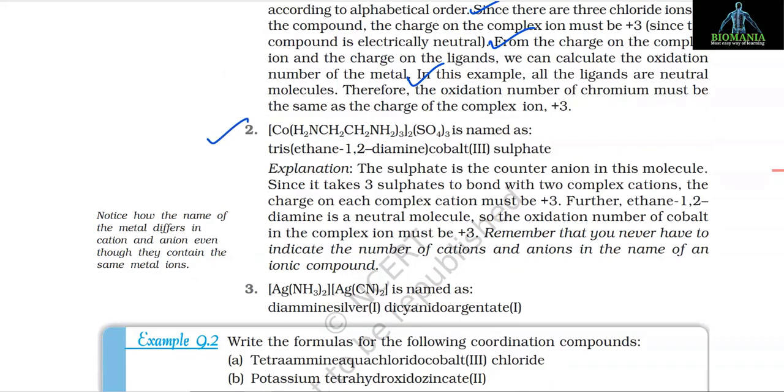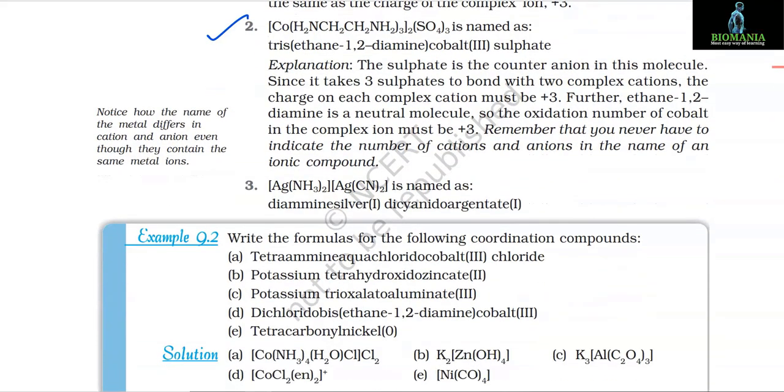Number 2. [Co(H2NCH2CH2NH2)3]2(SO4)3 is named as tris(ethane-1,2-diamine)cobalt(III) sulfate. Explanation: the sulfate is the counter anion in this molecule. Since it takes 3 sulfates to bond with 2 complex cations, the charge on each complex cation must be +3. Further, ethane-1,2-diamine is a neutral molecule, so the oxidation number of cobalt in the complex ion must be +3.